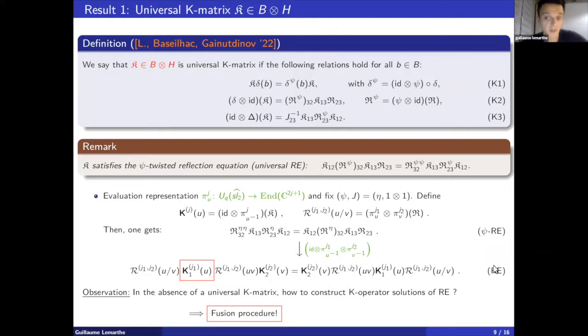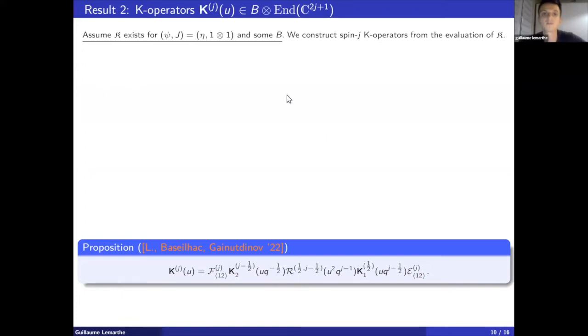I don't even know if it exists, but can we construct some solutions of this equation here, some Kj of u? And the answer is this. This is a fusion procedure. Okay, so first, our goal is to construct explicit expressions for the fused K operators. And to do so, we will need some inspiration with this universal K matrix.